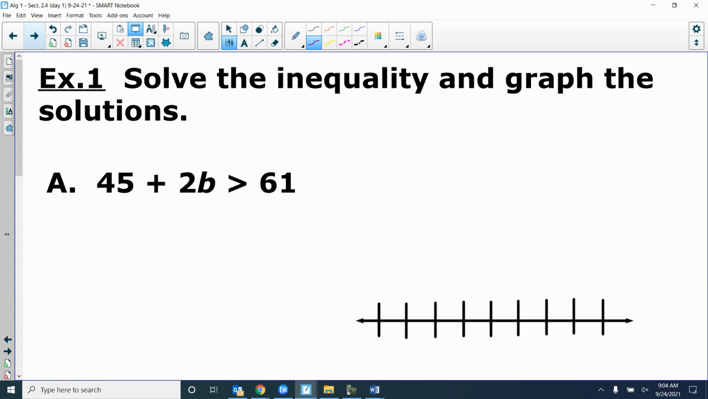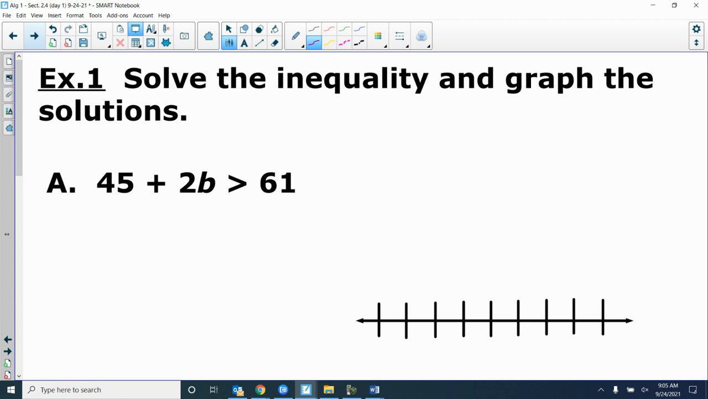All right, what's 2 times 3? 6. What's 45 plus 6? 51. Is 51 greater than 61? Please say no. No. All right, so is 3 a possible answer? No, 3 cannot work. It doesn't work. Maddie, give me another number that might work. 7. She says 7. 2 times 7 is 14. What's 45 plus 14?